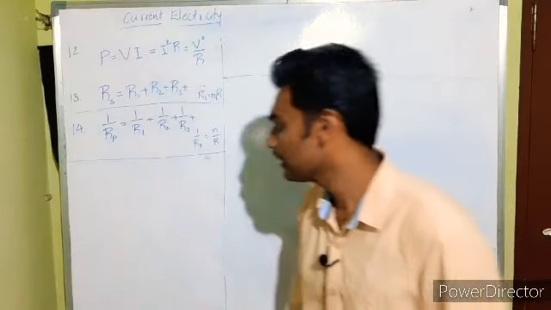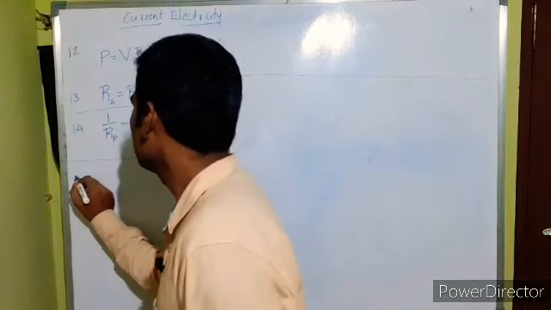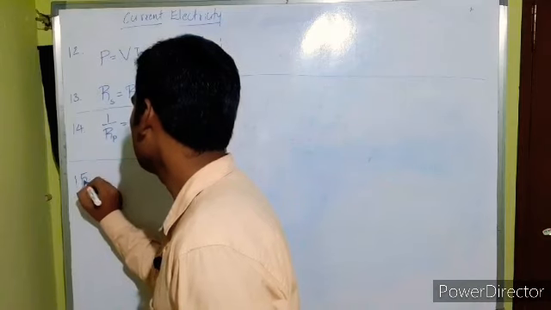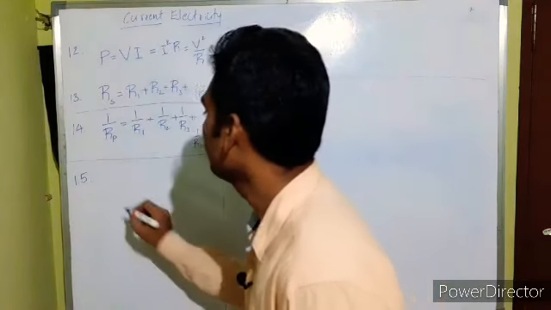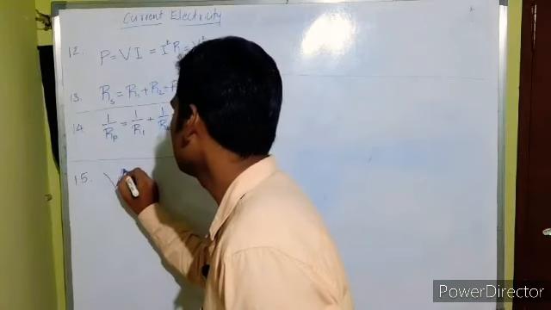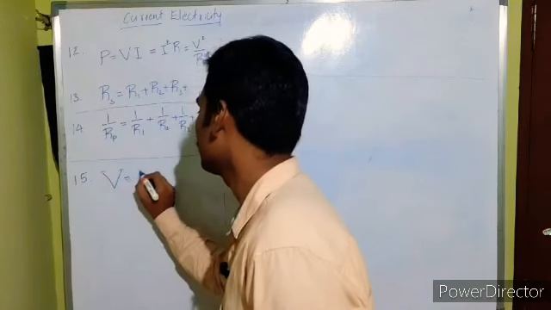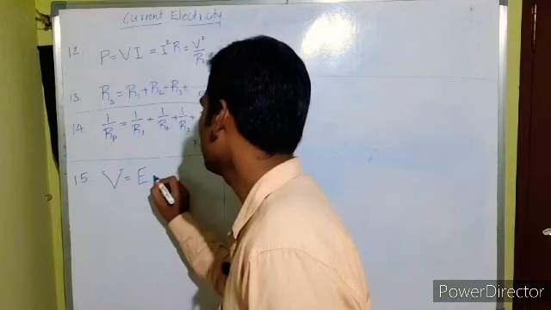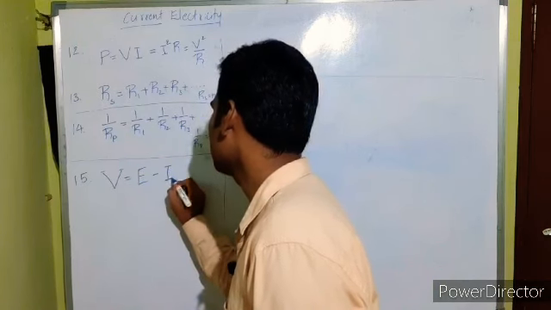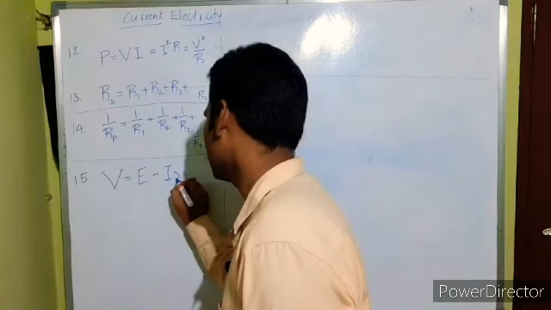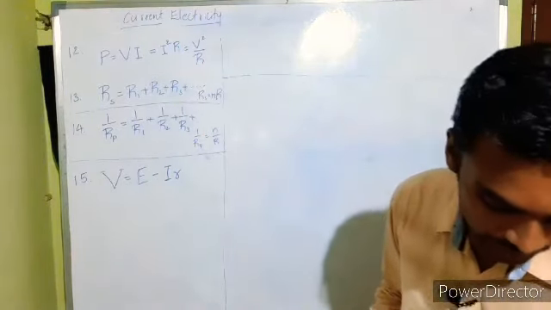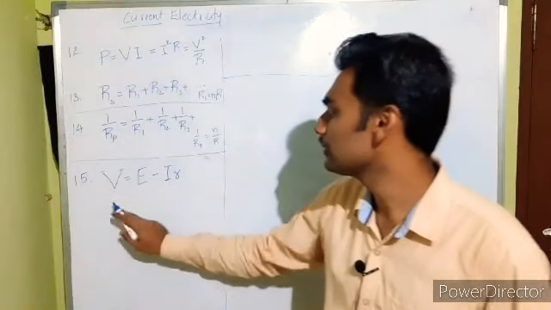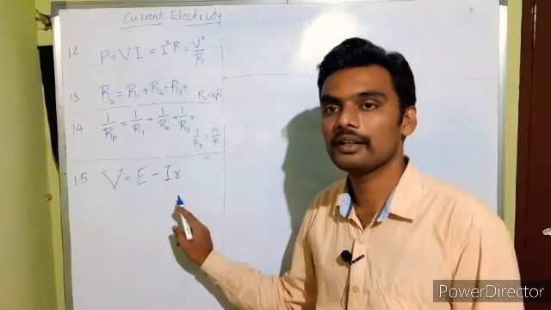Next is again an important formula, the relation between TPD, terminal potential difference, and the EMF, which is given by V, TPD V is equal to EMF of the cell minus current through the cell or the current through the circuit multiplied by the internal resistance of the cell. Okay, V is equal to E minus Ir.